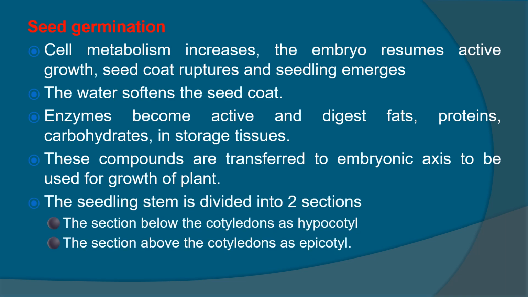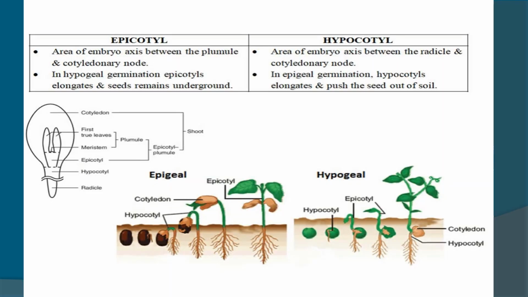The seedling stem is divided into two sections. The section below the cotyledons is the hypocotyl, the section above the cotyledons is the epicotyl. Epicotyl and hypocotyl difference.